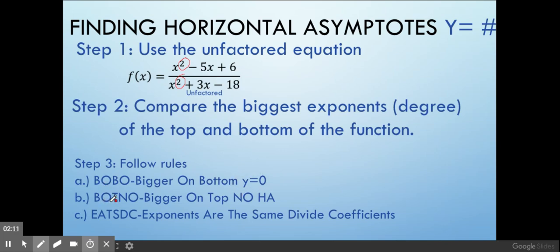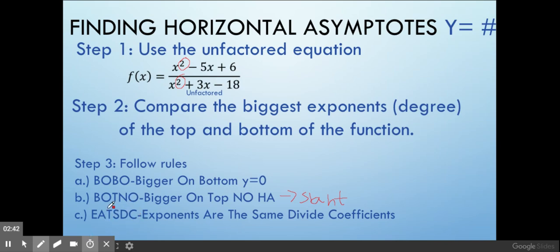The next one is BOTNO: if your exponent is bigger on top, you would have no horizontal asymptote. We'll talk later about different types of asymptotes you can have. In this case, it would mean that there is a slant asymptote. But all you need to know is if the exponent is bigger on top, that means there is no asymptote. And we use BOTNO to help us remember that.